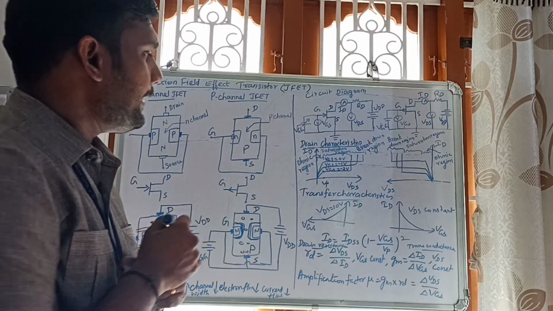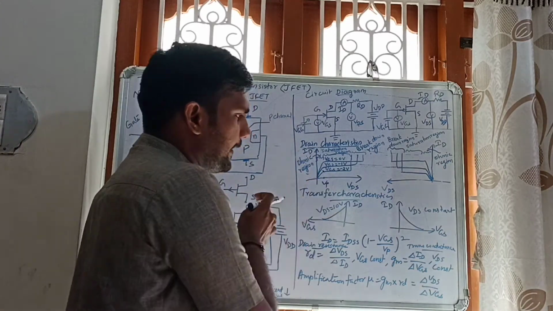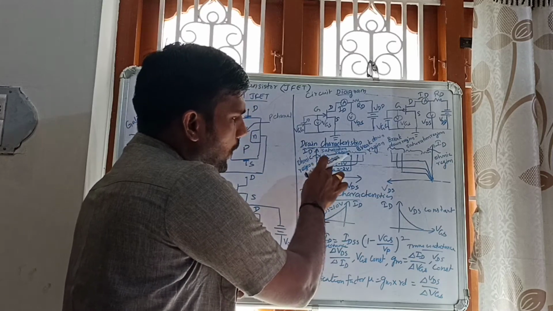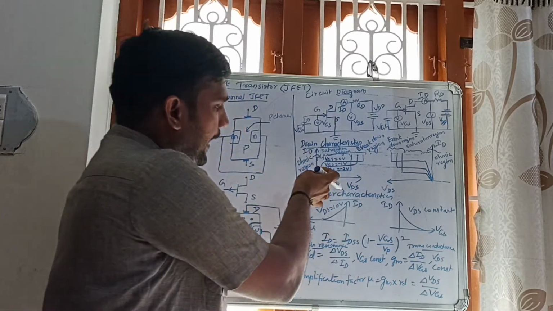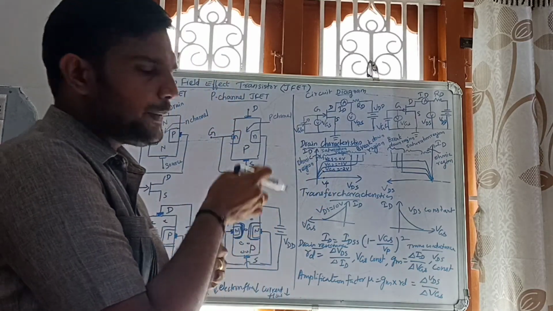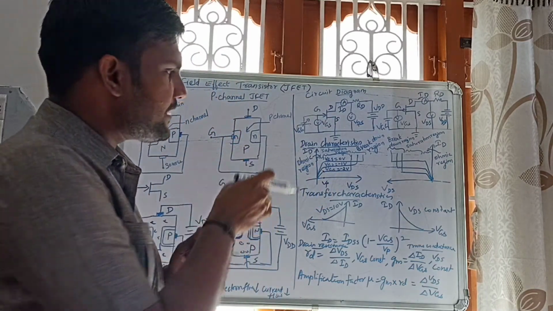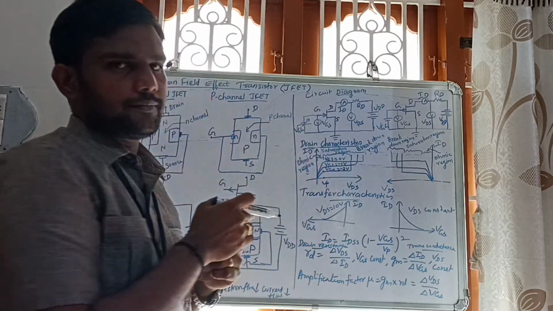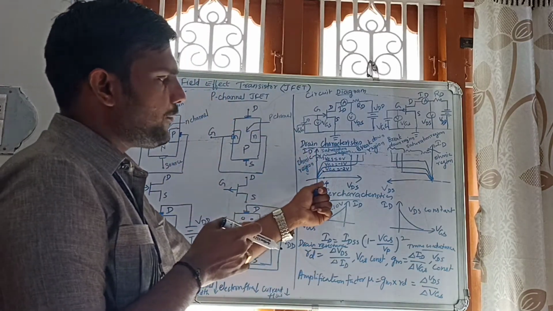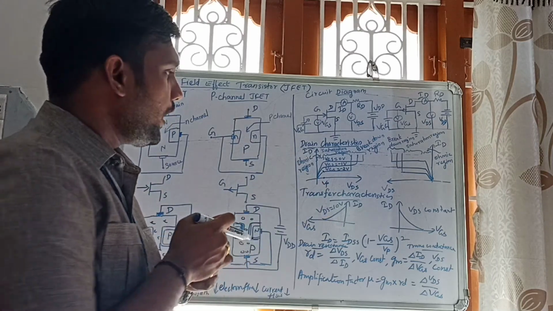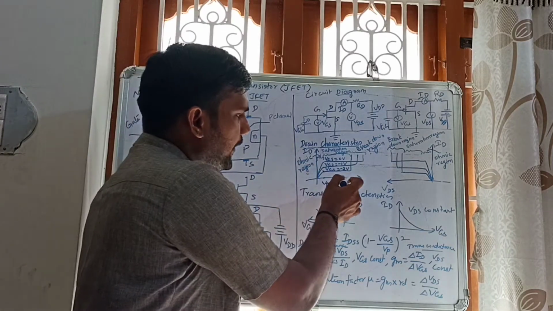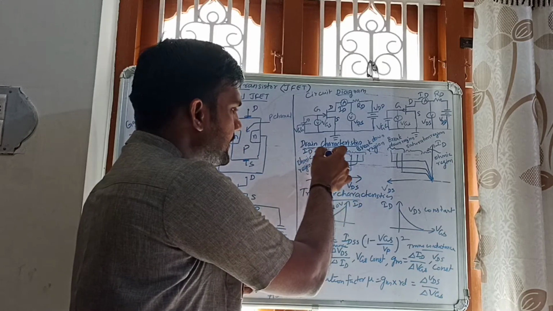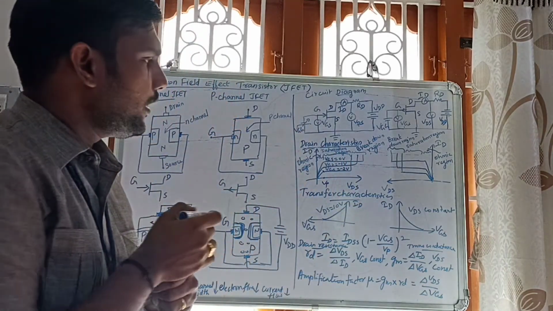And if you are increasing VDS further, the drain current becomes constant, is it not? So that voltage is known as pinch off voltage. Pinch off voltage is defined as the voltage VDS at which drain current ID becomes constant. That voltage is known as pinch off voltage VP. And if you are increasing VDS further, in this region ID is constant. That region is called the saturation region.